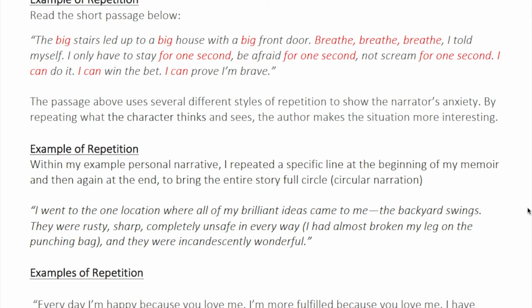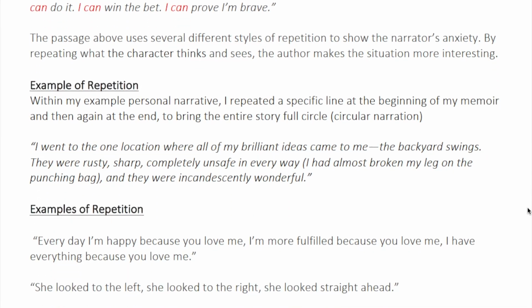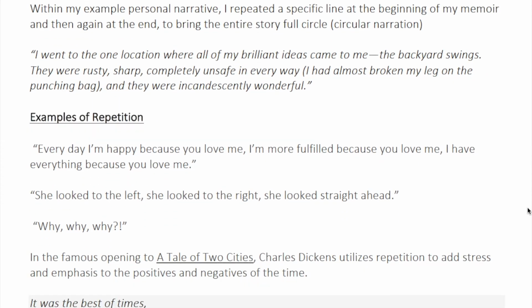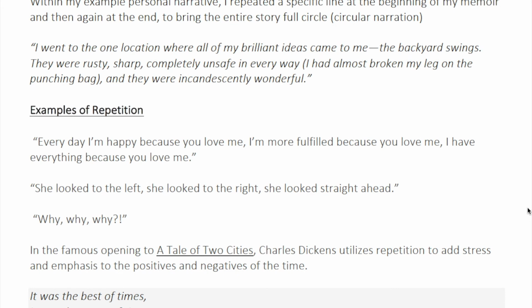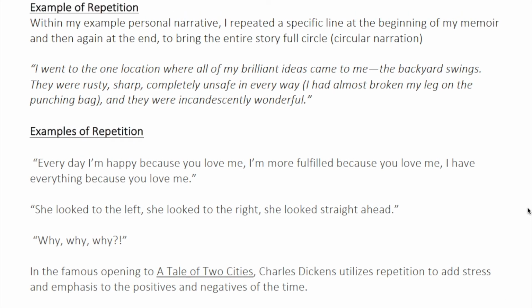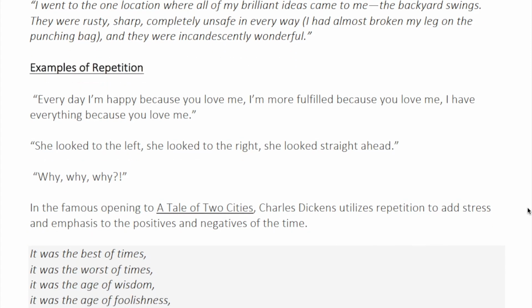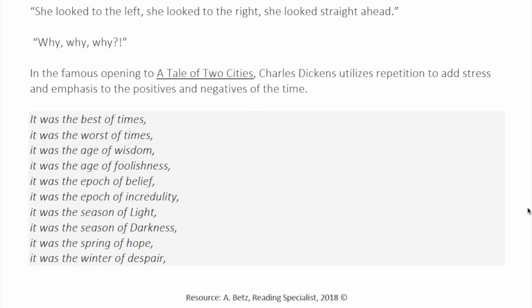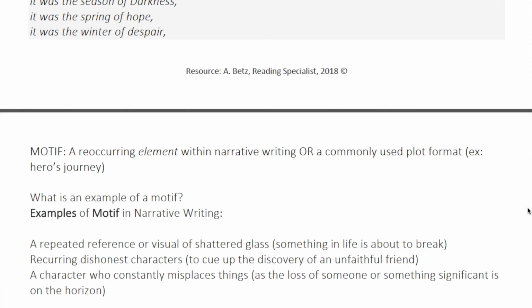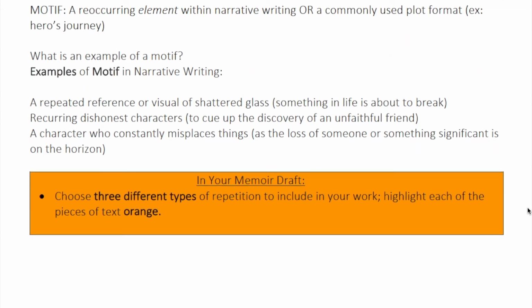I also have examples of what's called circular narration, which is where you take one particular line that's impactful and you start your memoir or your narrative writing with it, and then your characters end up in that exact same situation at the very end and you repeat that exact same line. So that's called circular narration. I also have some quotes from famous pieces of literature that showcase different styles of repetition. So take a look at those. One of them is from A Tale of Two Cities, which was an allusion in our text, the memoir by Maya Angelou.